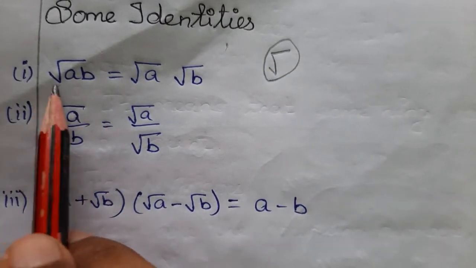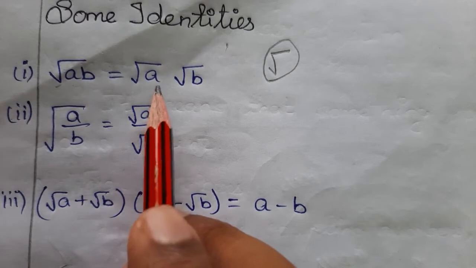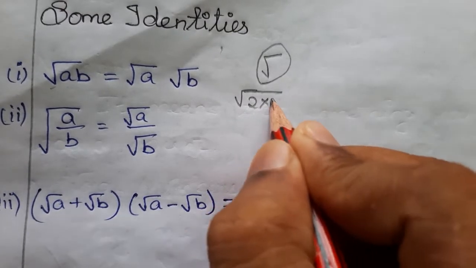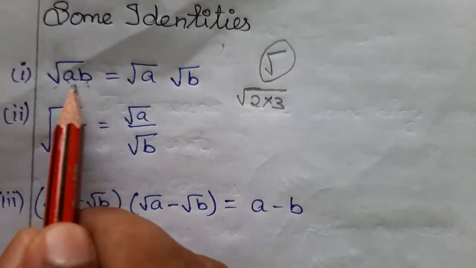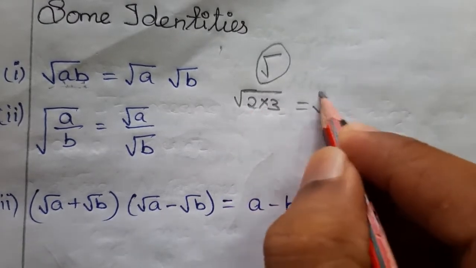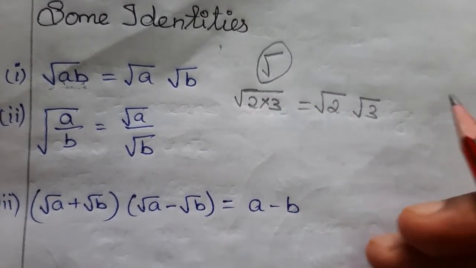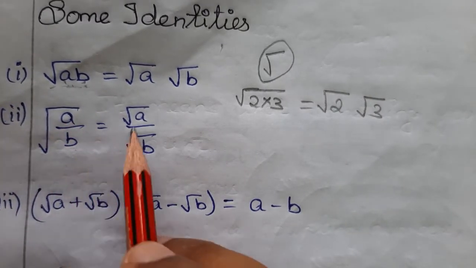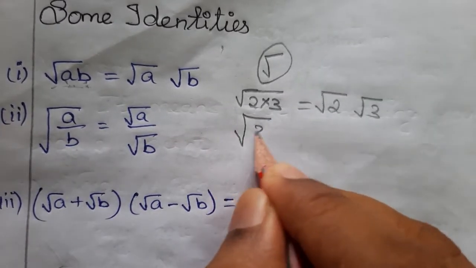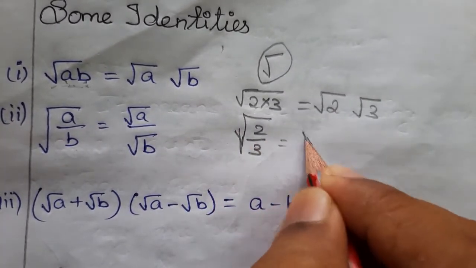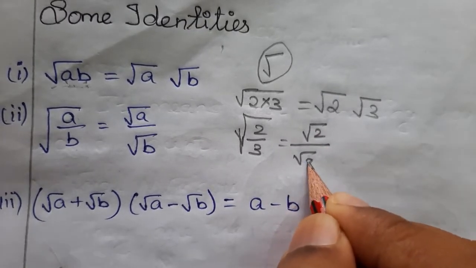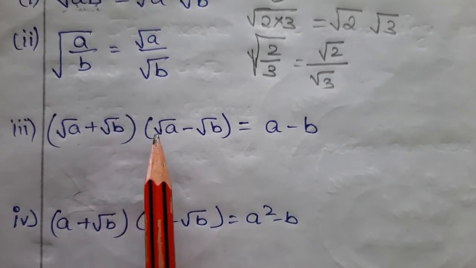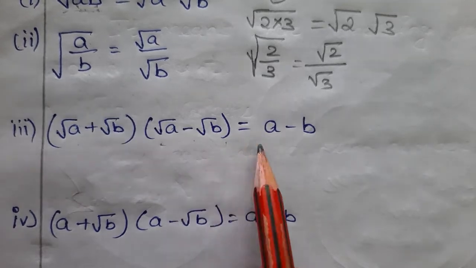The first one says square root of ab is equal to square root of a into square root of b. Example, square root of 2 into 3. So ab means a into b. It means two different numbers. Square root of 2 into 3 we can represent as square root of 2 into square root of 3. The same for division. The whole square root of a divided by b is equal to square root of a by square root of b. Square root of 2 by 3 we can represent as square root of 2 divided by square root of 3. The next identity is square root of a plus square root of b into square root of a minus square root of b is equal to a minus b.